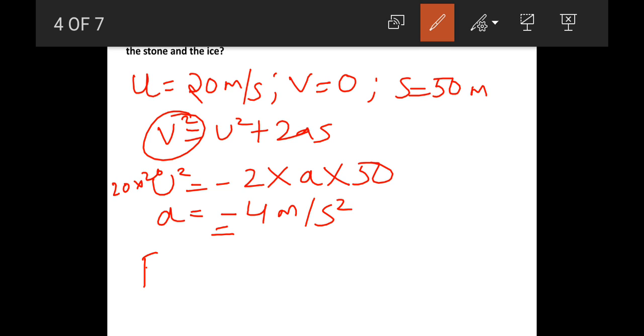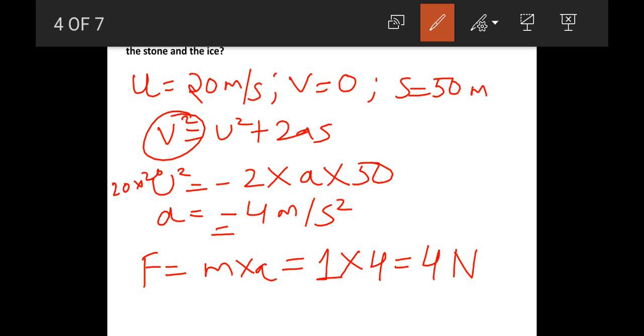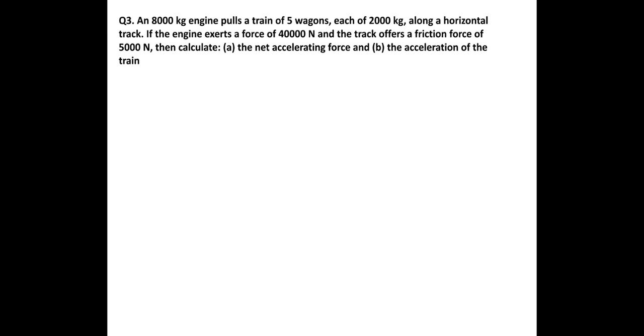Now force, mass into acceleration. What is the mass given here? Mass of stone is 1 kg. So 1 into 4, that means 4 Newton. Okay, so this is your force. Easy. Okay, now moving to the next question.